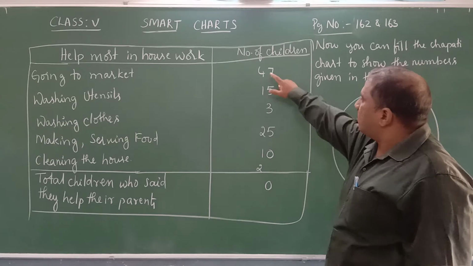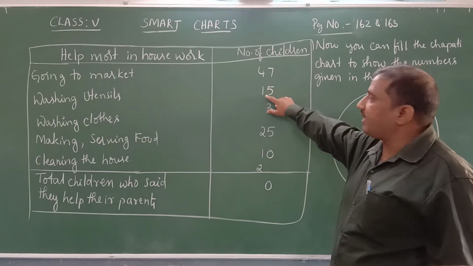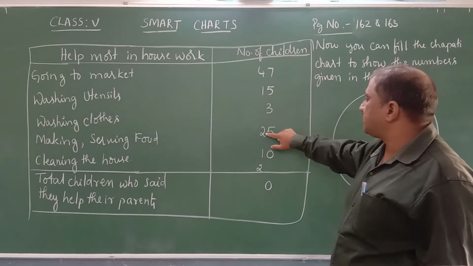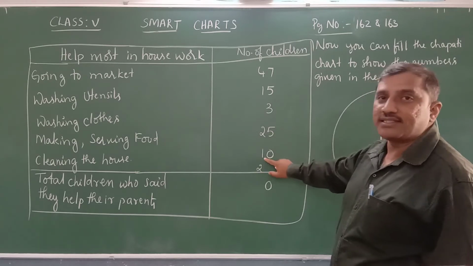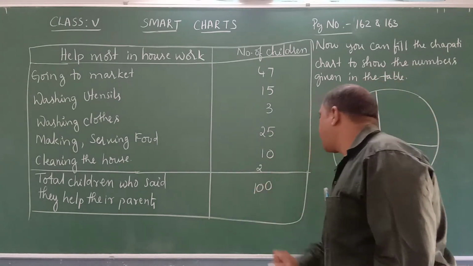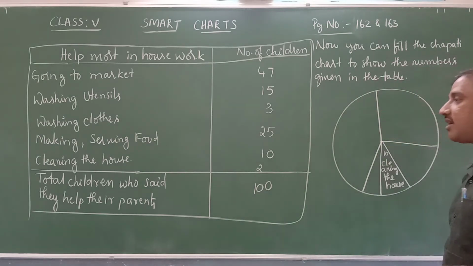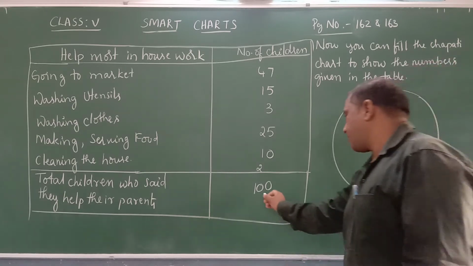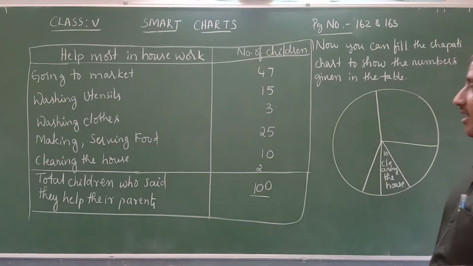Now add: 4 plus 1, 5. 5 plus 2, 7. 7 plus 1, 8. 8 plus 2 is 10. So how many children said they help their parents? It is 100 children. 100 students have said that they will help their parents in different works.